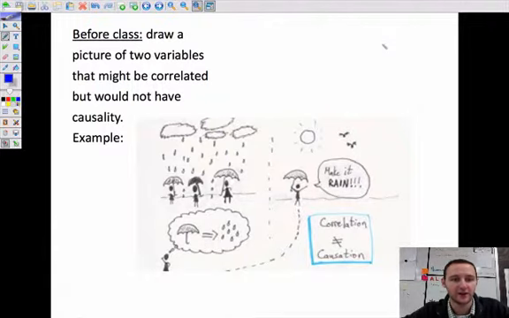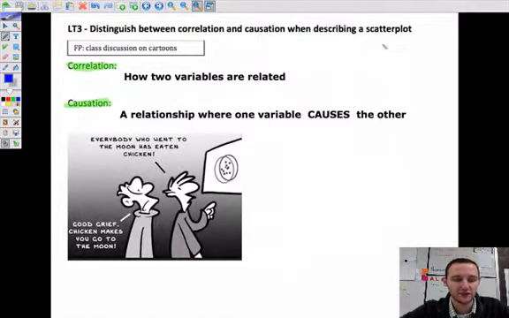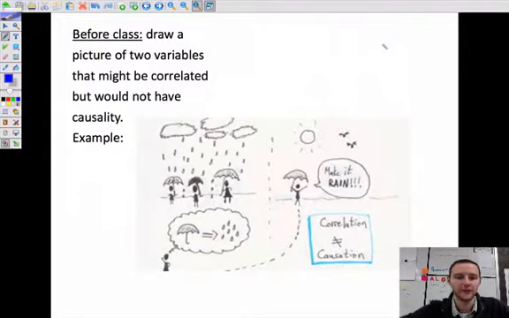Before class, I want you to be creative. Draw a picture of two variables that might be correlated but would not cause each other. So you've got the one example that was back here of the chicken and the moon. And then you have this one here where this person down here is assuming that whenever you hold up an umbrella, it's going to rain. So they go outside and hold up an umbrella and think that as soon as I hold up this umbrella, it's going to start raining because holding up an umbrella causes it to rain.